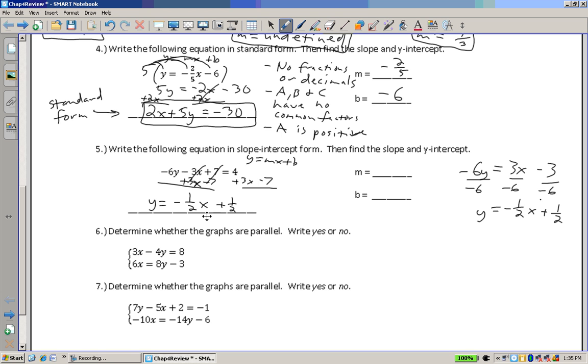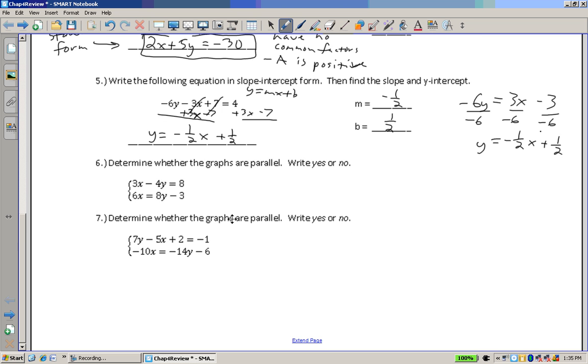How do I know it's in slope-intercept form? Well, y has a 1 in front of it, although you don't actually write that. We have y equals some kind of a coefficient times x plus a constant. Slope is negative 1/2. Y-intercept is positive 1/2. Now these, we're trying to find out, are they parallel or are they not? Well, the easiest way is to put them into y equals mx plus b form. If you'll do that, it'll make your life much, much easier as you're approaching these problems.